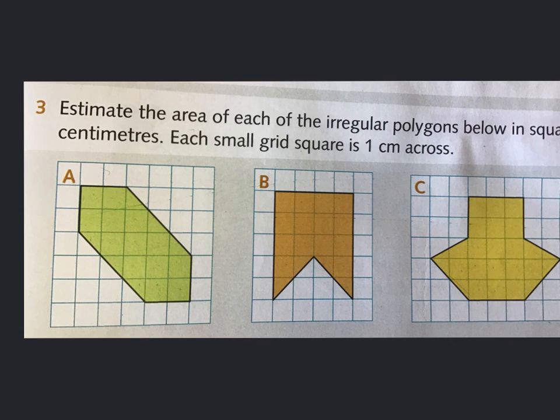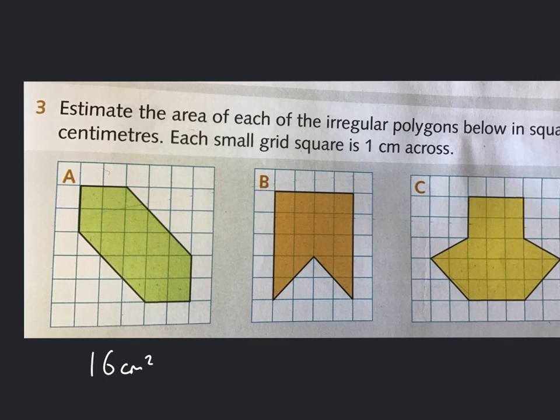Okay, challenge 2, question 3. A we did together in our teaching video as an example, and the answer to that one was 16 centimetres squared. So let's take a look at B. And in shape B, we have some half squares and some whole squares again, and we're going to start off by counting the whole squares.